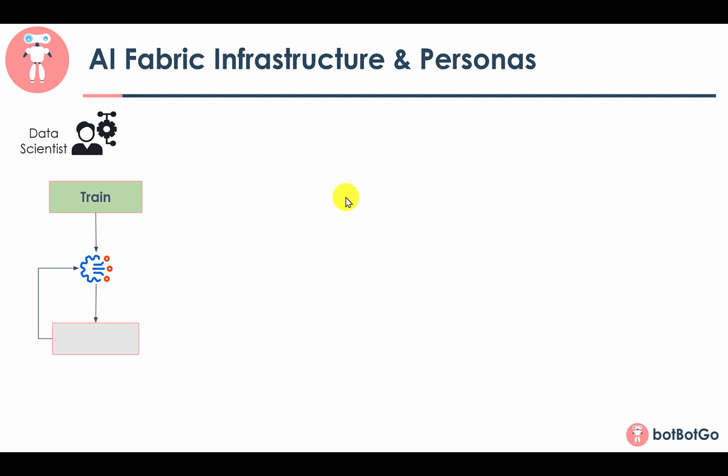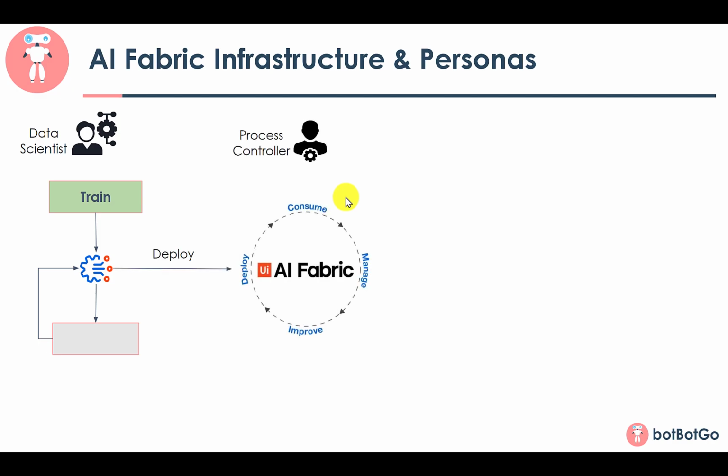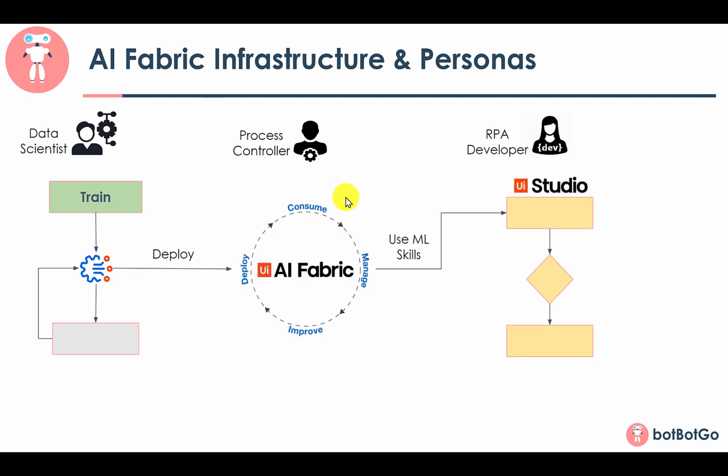Once the ML package has been added and the pipeline has been created, the next step is that this package needs to be deployed as an ML skill in the orchestrator. This deployment is done by the process controller. He takes the package defined by the data scientist and deploys it in the AI Fabric. This deployment also adds this package as an ML skill in the orchestrator. Since this ML skill is available in the orchestrator, an RPA developer can use these skills directly in his UiPath Studio. This ML skill is similar to any other activity which could be dragged and dropped from the activity panel into the workflow.